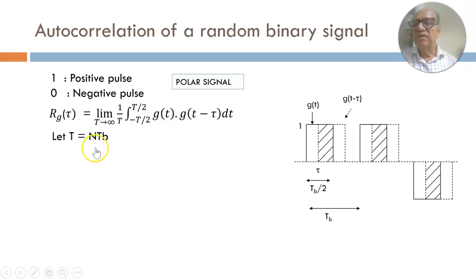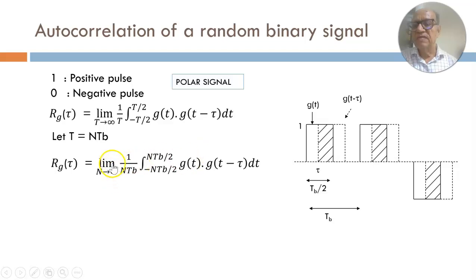So let T equal N into Tb. Remember, Tb is the bit time and we are considering a large number of pulses, where N is very large. So in that case, we can rewrite this expression for the autocorrelation. This is the limit N tending to infinity, same thing as saying limit T tends to infinity, because T is equal to N times Tb. Then we substitute for T, that is 1 upon N Tb, then integral from minus N Tb by 2 to plus N Tb by 2 of g(t) g(t minus tau) dt.